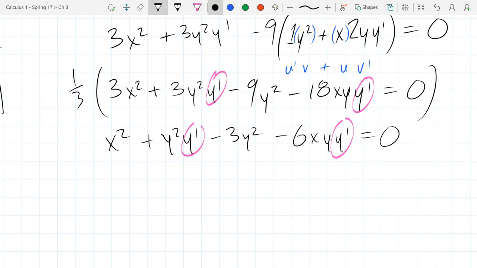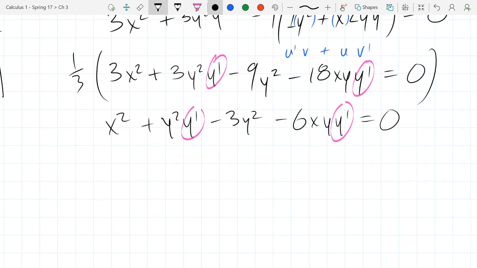What algebra step should I do next? So how do we get rid of those two terms that don't have any highlighter on them? Yep, and how do we do that? Add them, subtract them. So we're doing the addition subtraction right now. So let's subtract them to the other side. So we're going to get positive 3y squared minus x squared.